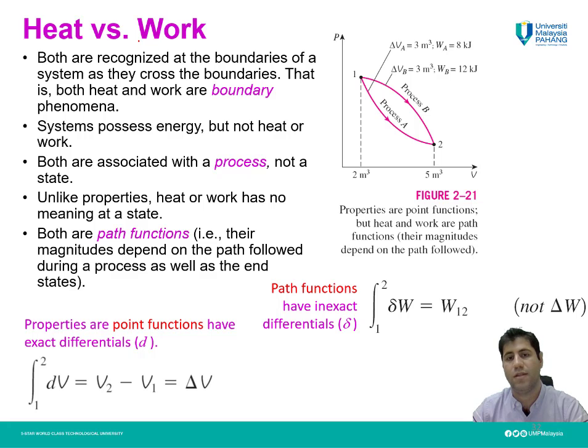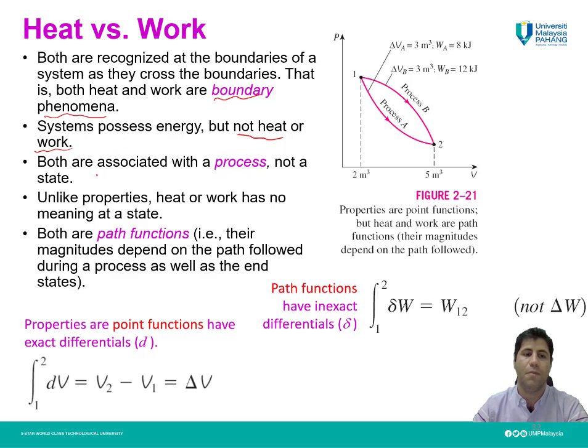These two are important because, as I said, these are two forms of possible energy transfer of a system. Both of them are recognized at the boundary of the system as they cross the boundary. So if no work or heat crosses the boundaries, we do not consider them. Both of them are boundary phenomena. They are not characteristic of a system like mass of the system. Heat and work only can be distinguished when they cross the boundary of system. Moreover, systems possess energy, but not heat or work. So what is in the system is energy, not heat, not work. Heat and work only on the boundary.